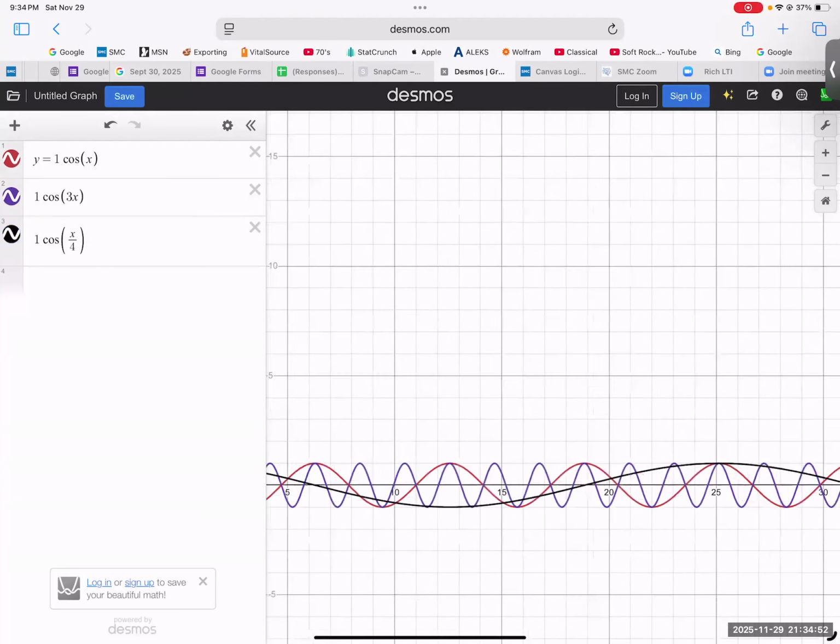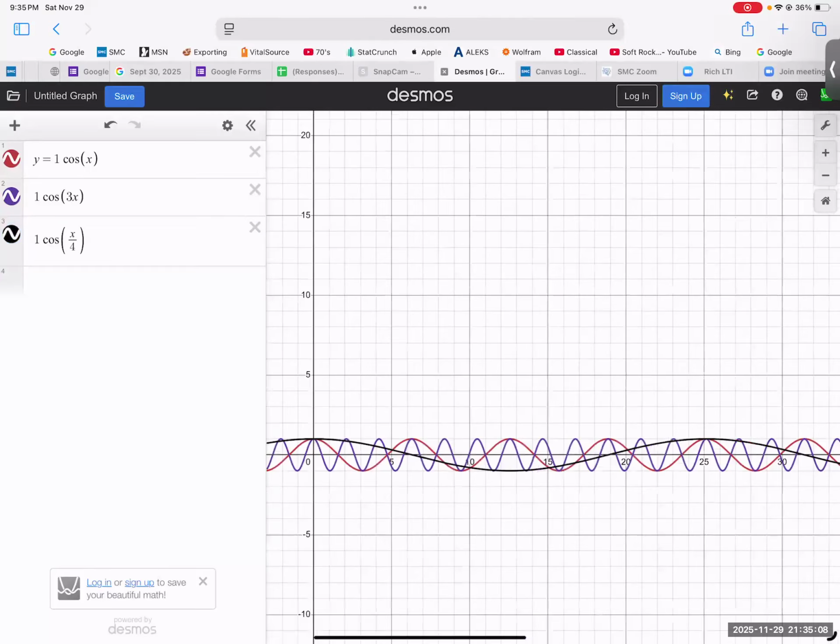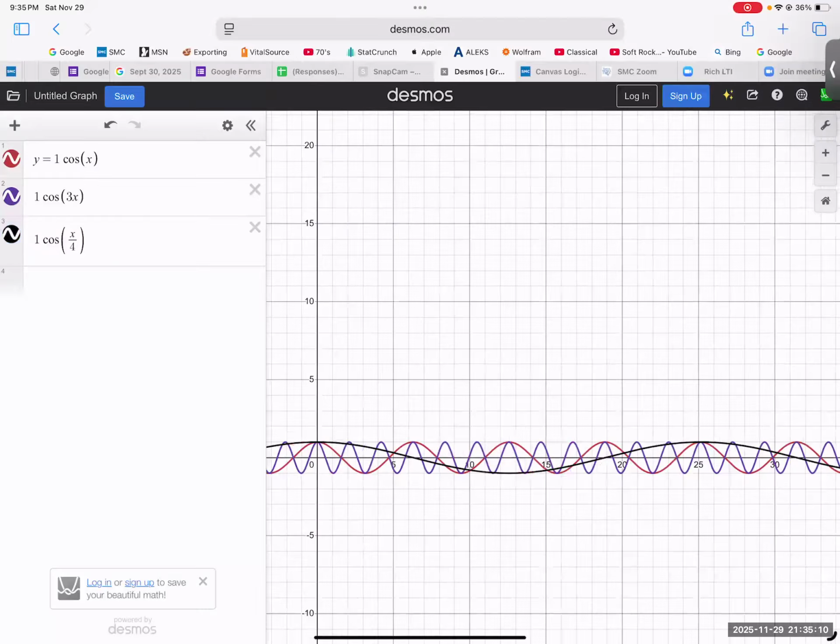Now there's a relationship between the 8 and the 4 in x divided by 4. Let's see what the relationship is. Before we do that, keep in mind the black graph compared to the basic function graph is horizontally stretched. Its frequency is decreased. It takes 8 pi radians to complete one cycle.